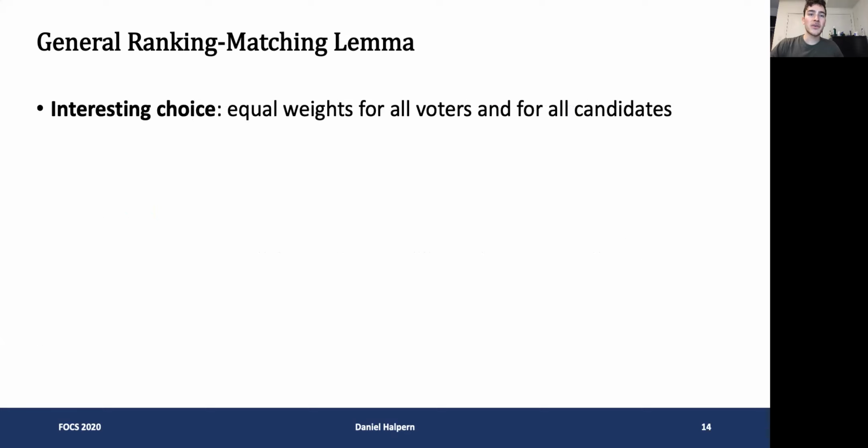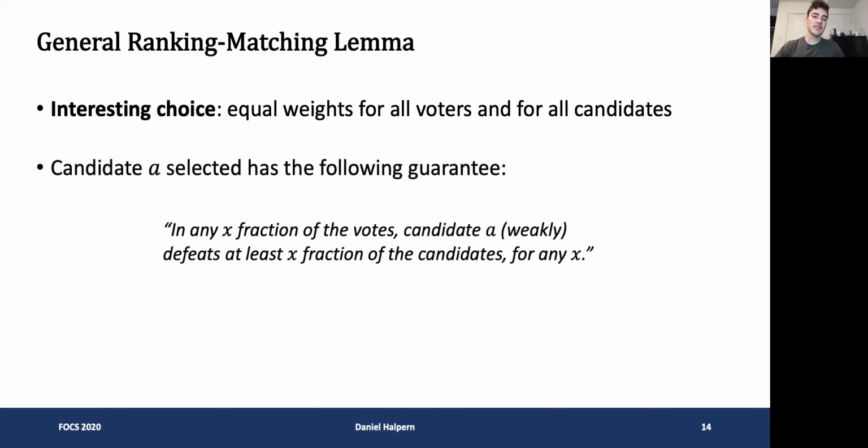So I'm also going to show you one other possible interesting choice. So that's equal weights for all the voters and also equal weights for all the candidates. So in this case, what would this voting rule guarantee? Well, it says if we choose candidate A, we look at any x fraction of the votes, this candidate A weakly defeats at least x fraction of the candidates. And this is true for any value x.